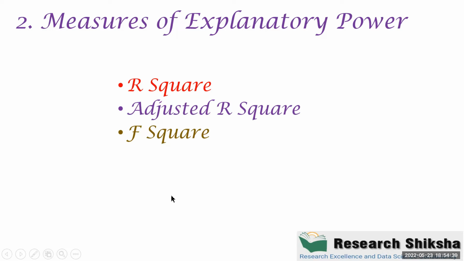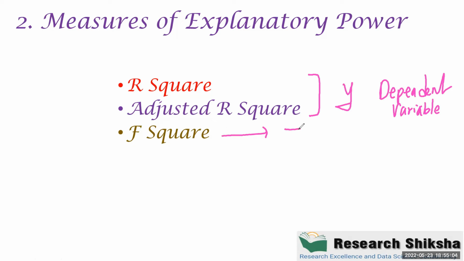Now, what is the difference between F square and R square? This you must know. The basic difference is that R square and adjusted R square are calculated for the dependent variable. But do you know that F square is calculated for the independent variable? So this is the basic difference between R square and F square. R square and adjusted R square are calculated for the dependent variable, and F square is calculated for the independent variable. So how do we do that? Let me explain.